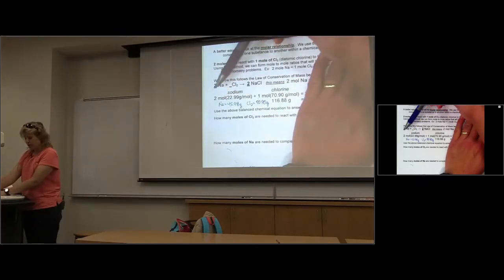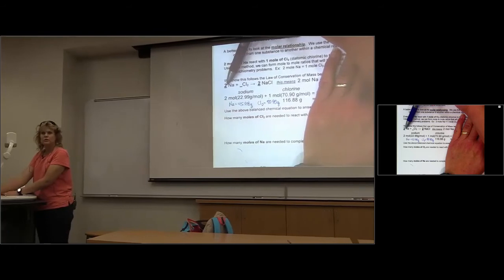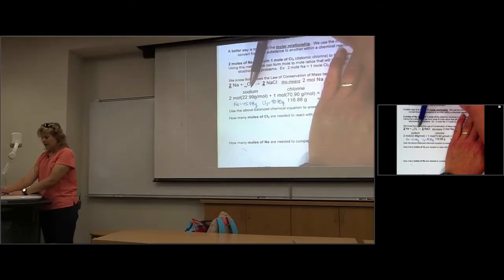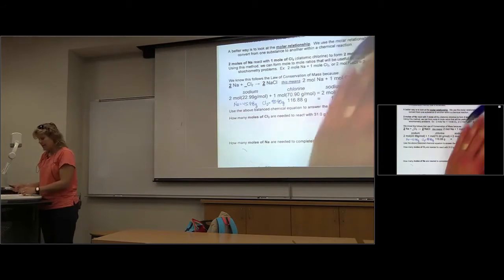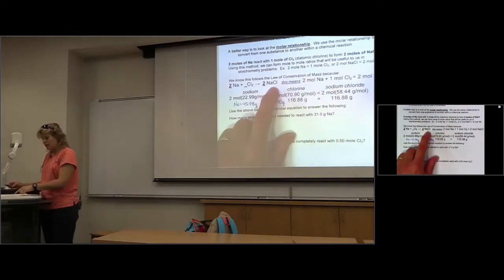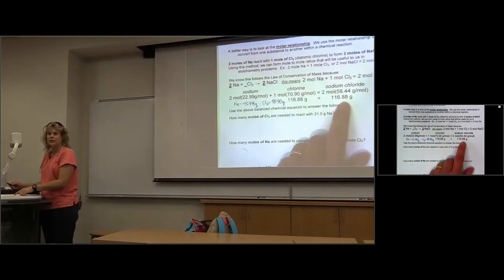Let me show you again what I've said. I have said 2 moles of sodium react with 1 mole of chlorine. So I have said 45.98 grams of sodium reacts with 70.90 grams of chlorine, and that total mass, you told me, was 116.88 grams, right? If the law of conservation of mass holds true, then the 2 moles of sodium chloride should also have a mass of 116.88 grams.